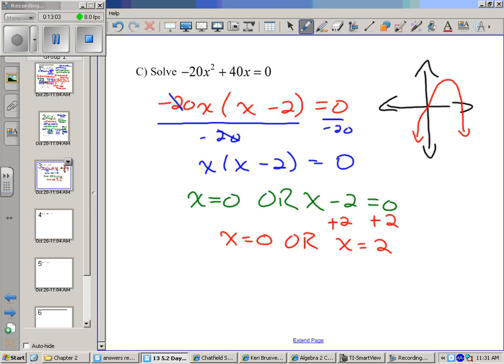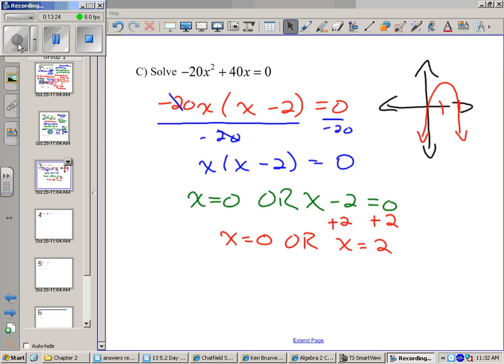And my graph of this is going to go through 0, 0, and then come back down. Ooh, that's an ugly picture. Let's try that again. Since it's facing down, it's going to go up through 0, 0, and then back down at 2. And that's what my graph looks like. Those are my 2 zeros.